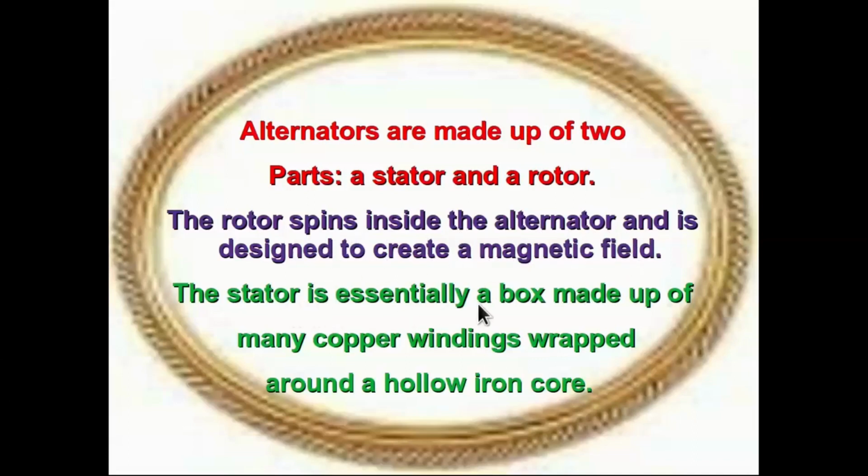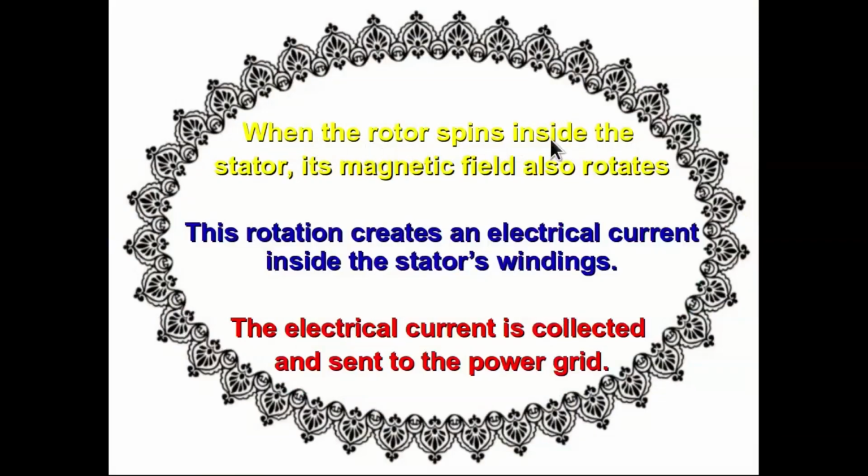The stator is essentially a box made up of many copper windings wrapped around a hollow iron core. When the rotor spins inside the stator, its magnetic field also will rotate along with that. And this rotation creates an induced electrical current inside the stator's windings. And this current is collected and sent to the power grid. So that is how we generate electricity and then send it to the power grid.